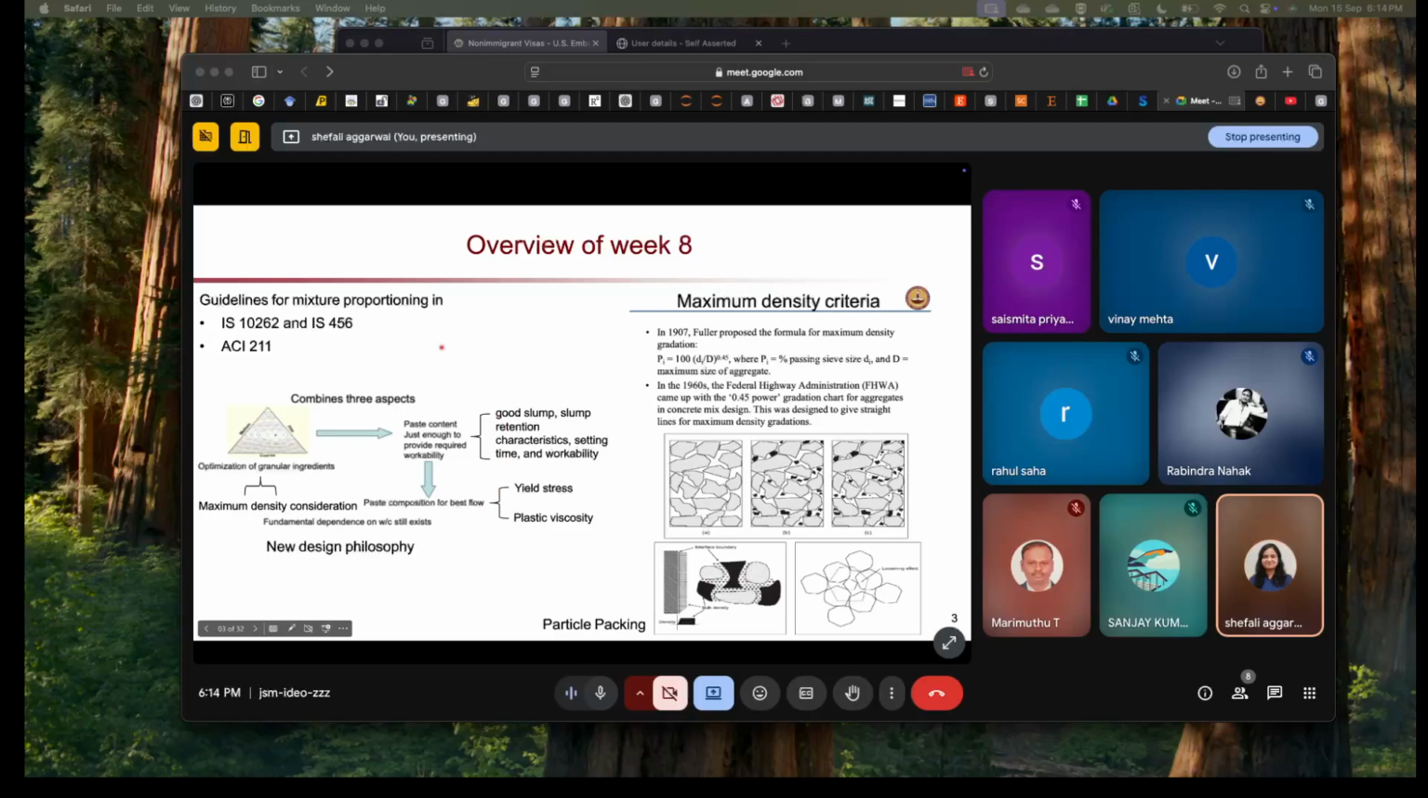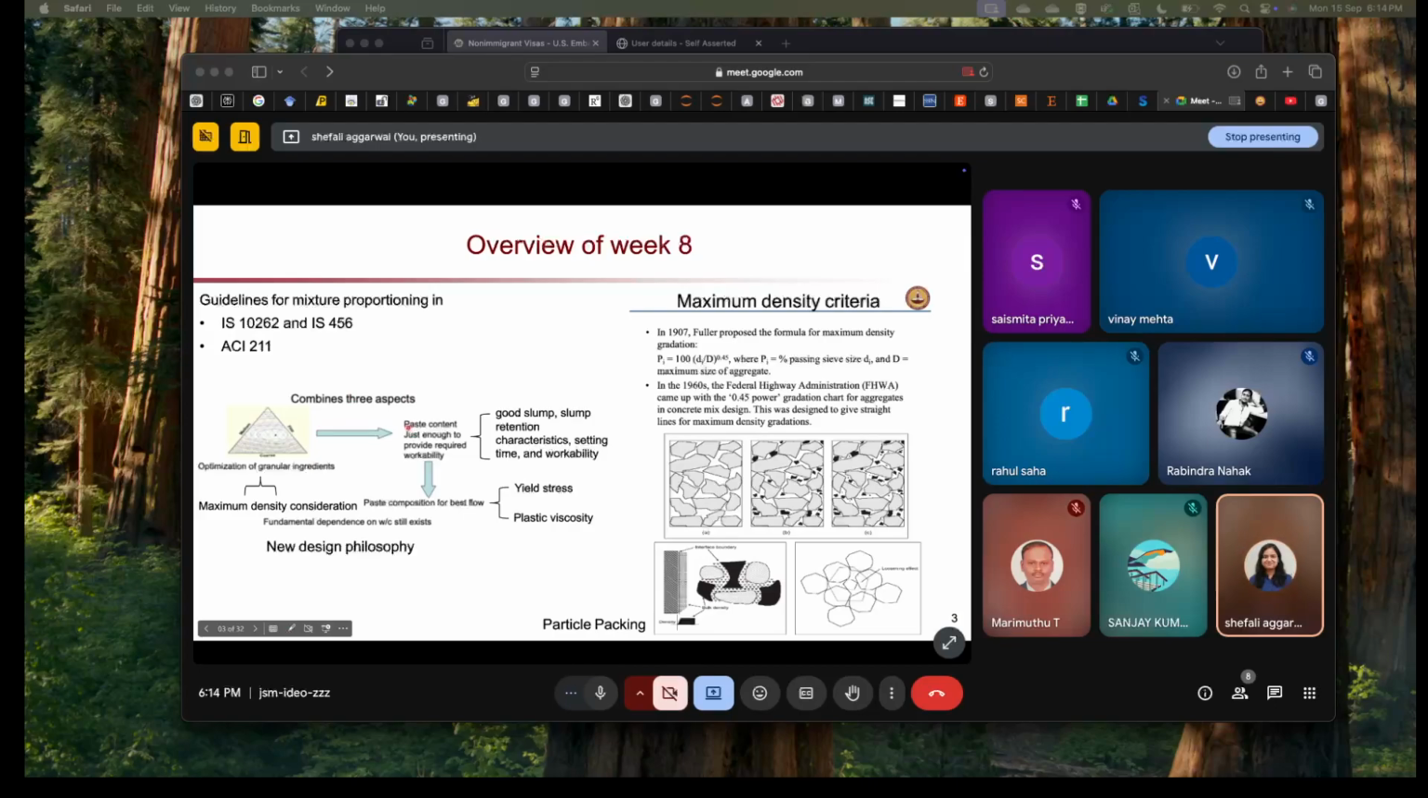If you talk about mix proportioning, the main IS codes we currently have are IS 456 and IS 10262, and another code which is useful for mix proportioning is ACI 211. When we are doing mix proportioning, there are three aspects we have to take care of. First, we have to optimize the granular ingredients. That means we have to optimize the coarse and fine aggregates in our concrete mix.